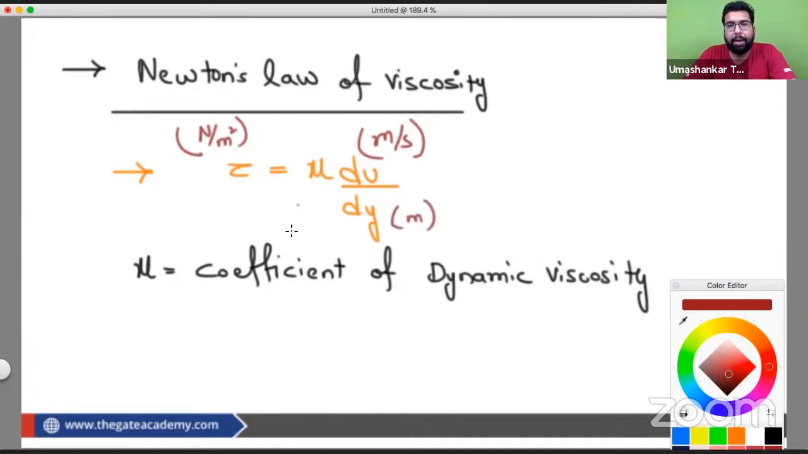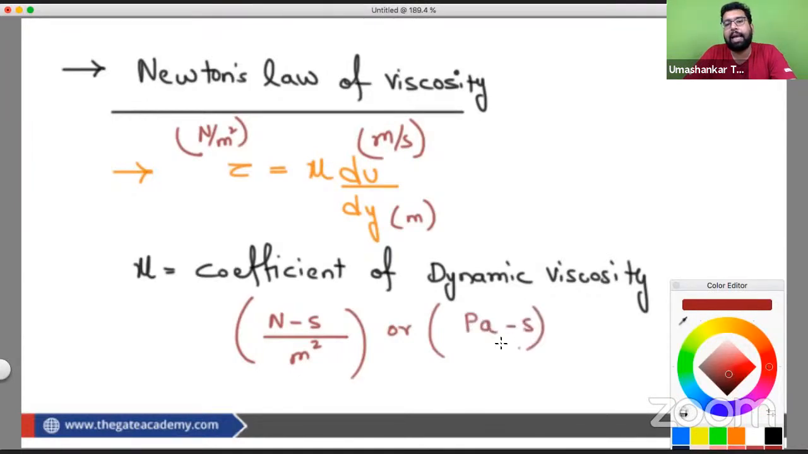So from here we can develop the unit of this particular entity, and it will come out to be Newton second per meter square, right? Very good, Satyam. Newton second per meter square, or we shall say Pascal second.